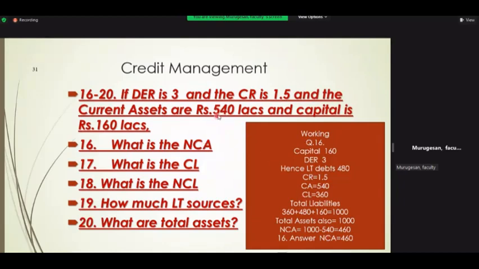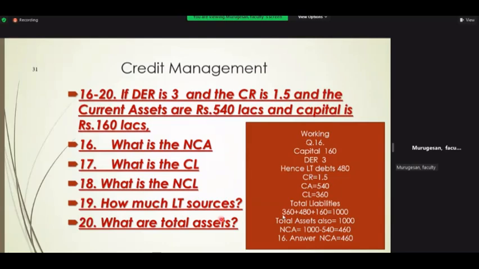So NCA 460. Now, once you resolve, every answer you can give. NCA 460, CL how much? 360. Data is ready, no? You just answer. What is NCL? 480. How much are LT sources? Not 480. 480 plus capital also you have to include. 640. 640 is the LT sources.